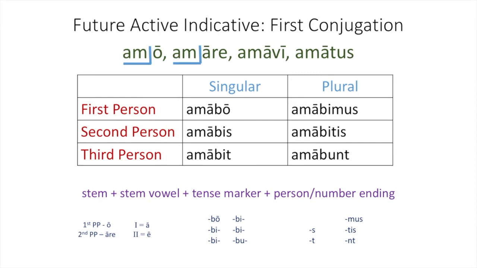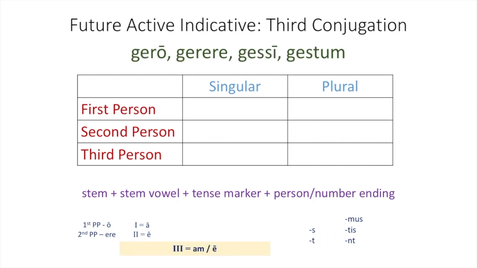If you remember, for the first and second conjugations, we use the tense markers bo, bi, bu. Amabo, amabis, amabit, amabimus, amabitis, amabunt. For third conjugation, we do not use bo, bi, bu. Instead, we use a tense marker and stem vowel that are one and the same. The A will be for first person singular, and a long E will be used for all your other person and number endings. This works as both your stem vowel and your tense marker.